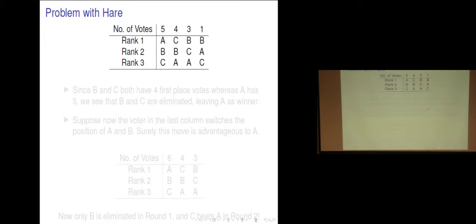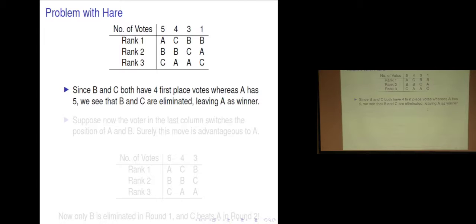All right, as usual, we'll look at the problems. The problem with Hare is, look at this profile. B and C have 4 first place votes, whereas A has 5. B has 4, C has 4, and A has 5. Therefore, we'll eliminate B and C, so A is the winner.